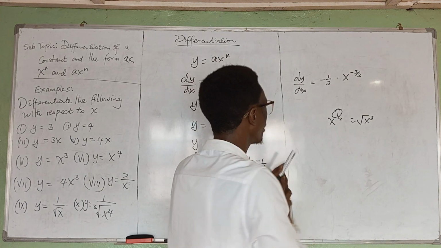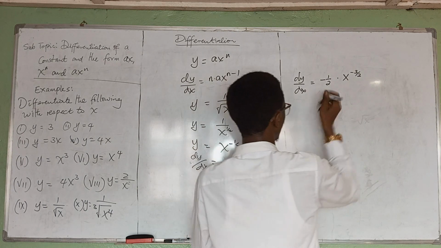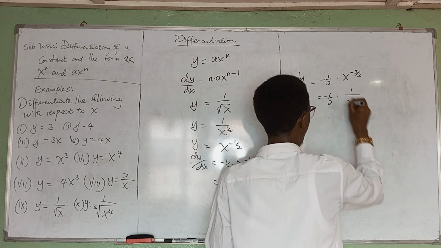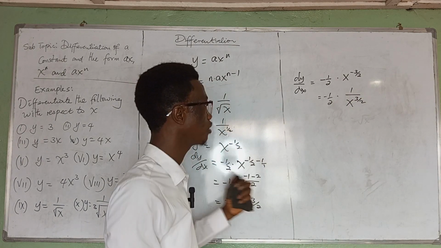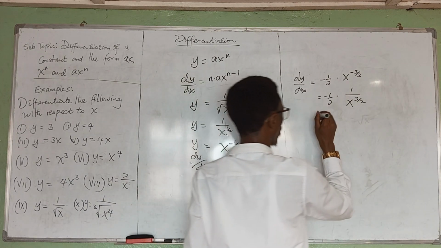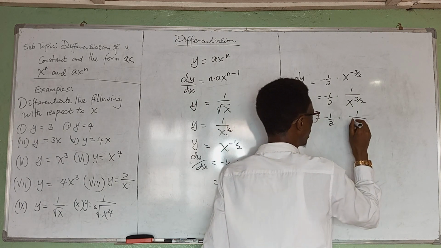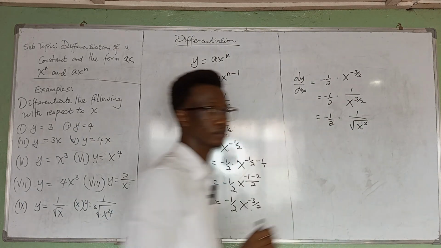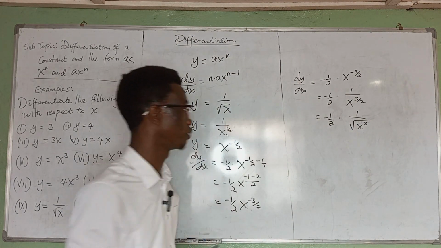Now the next thing here, let's change this one. So this becomes minus half multiplied by 1 over x raised to the power 3 over 2. Now the next thing you have to do is to change this one to this form. Now this becomes minus half multiplied by 1 upon root x raised to the power 3.